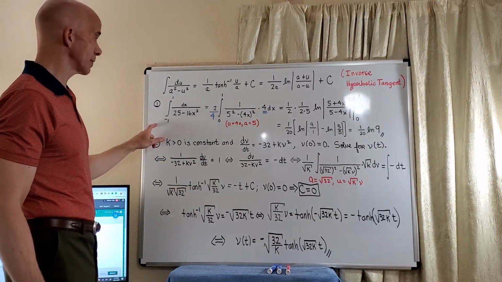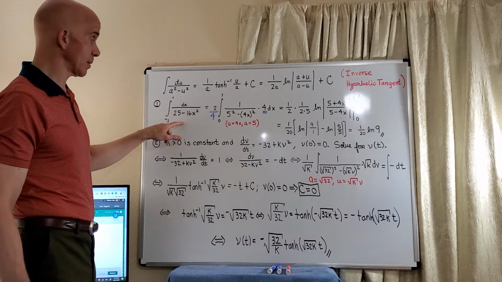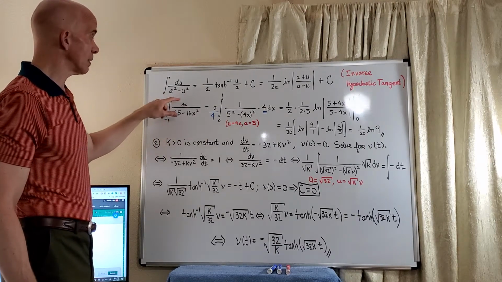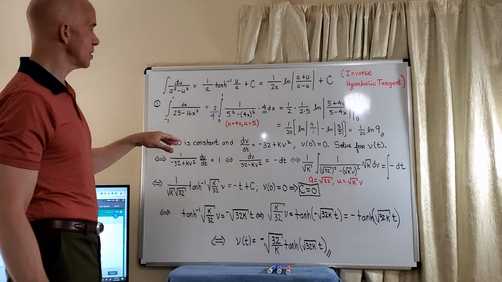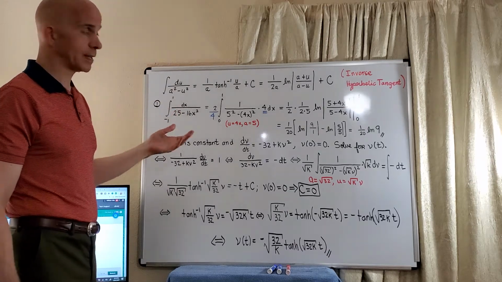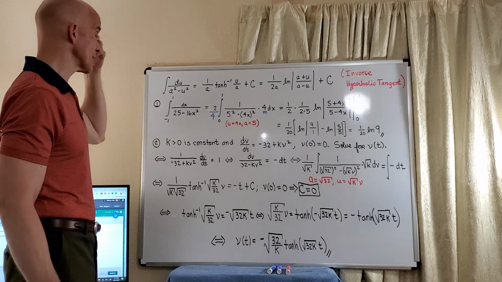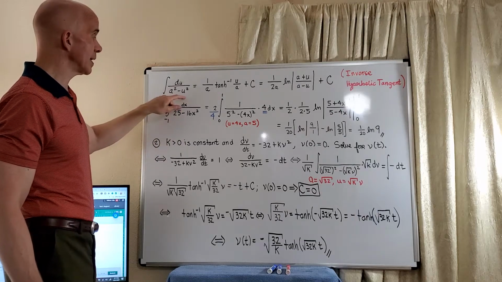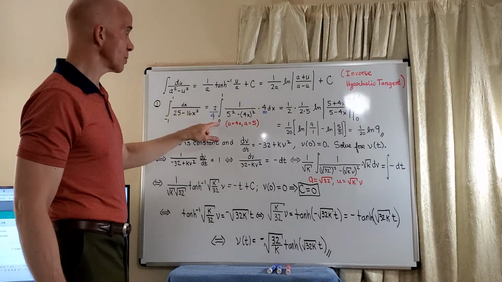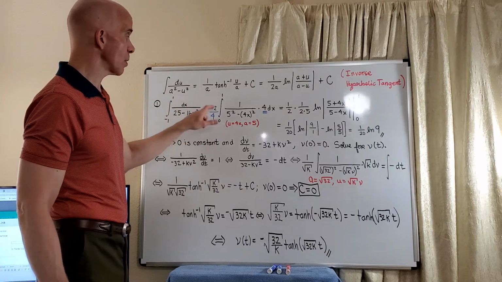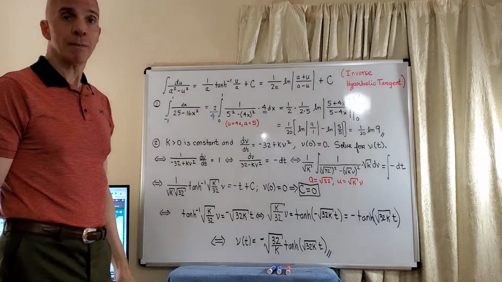Now, the first problem is this definite integral from -1 to 1 of dx over 25 minus 16x squared. The first thing you notice is that this integrand is even, and you proved in one of your homework assignments that if we integrate an even function on a symmetric interval, we can replace the lower limit with 0 and multiply the integral by 2.